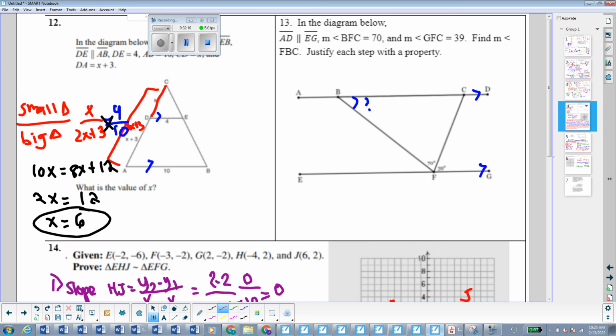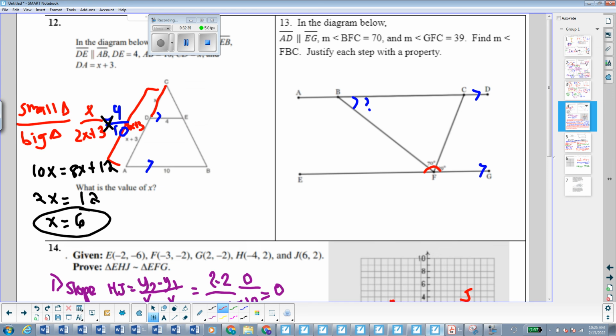So the first thing that jumps out to me is that we have the 70-degree angle and the 39-degree angle. So I'm going to start with those. If I add the 39-degree angle, the 70-degree angle, and this missing angle together, I should get 180 because they are supplementary to each other. All three of these angles make a linear pair, a straight angle.